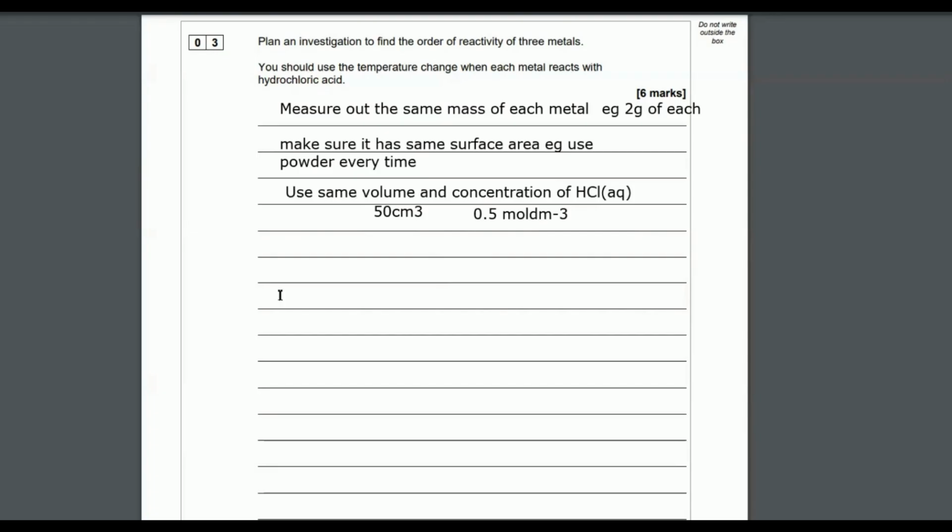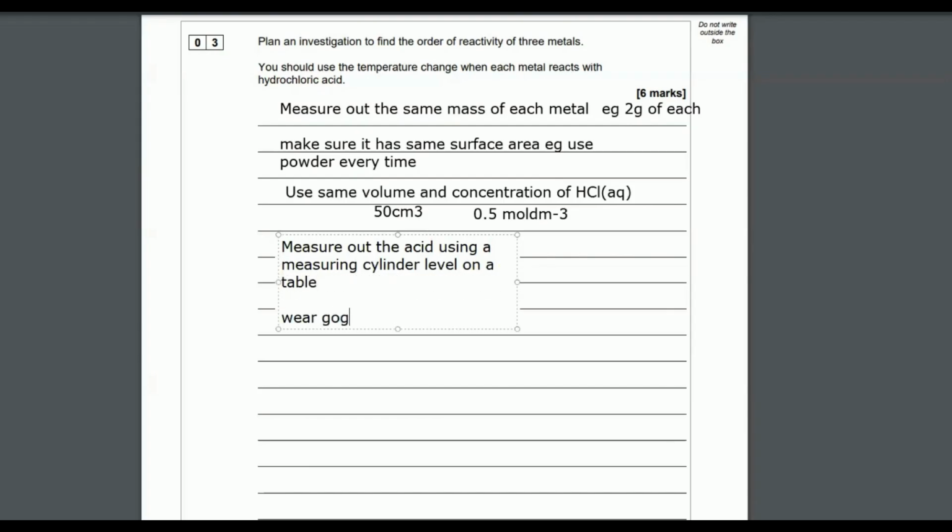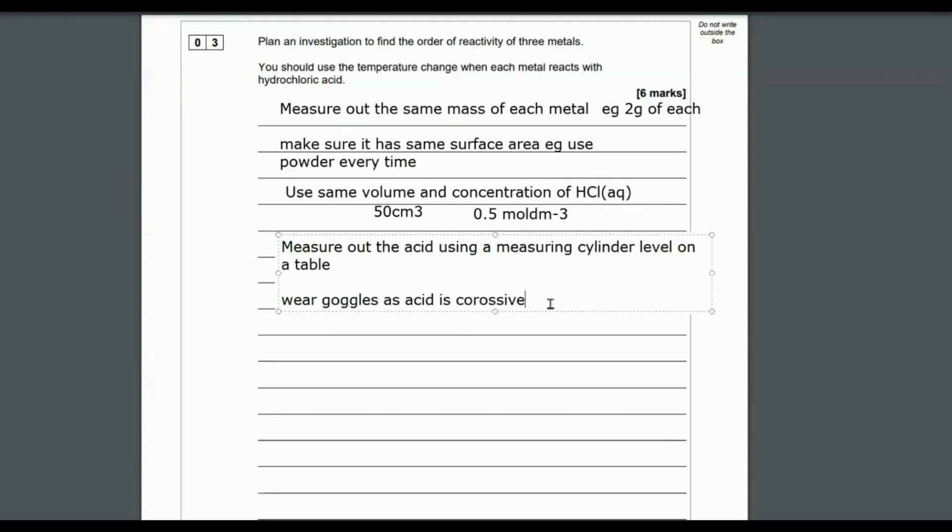Okay, so what are we going to do now? What we want to do is measure, well, for the acid we should really say measure it out using a measuring cylinder. It's all a bit long, isn't it, really? But there we go. Right, measure out the acid using a measuring cylinder, level on a table. Oh, we need to say wear goggles because they haven't said don't talk about safety. Wear goggles as acid is corrosive. You don't really need to explain to the examiner it's corrosive, but I'm saying wear goggles because of it.